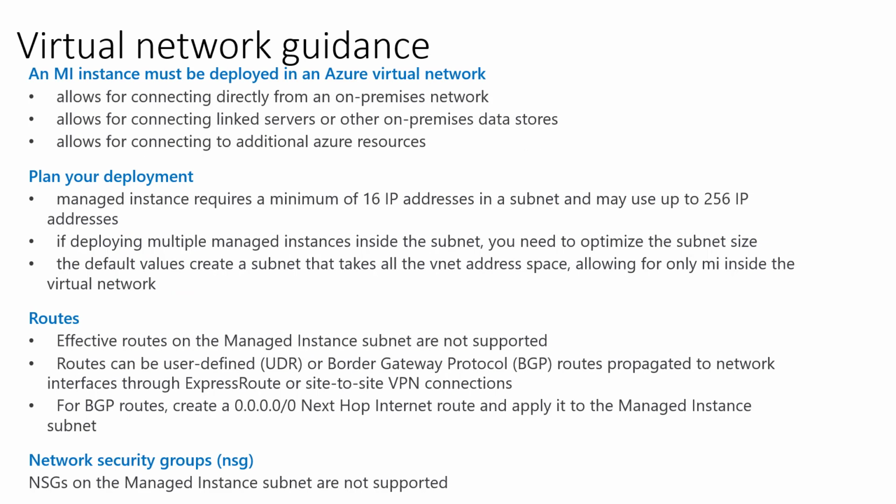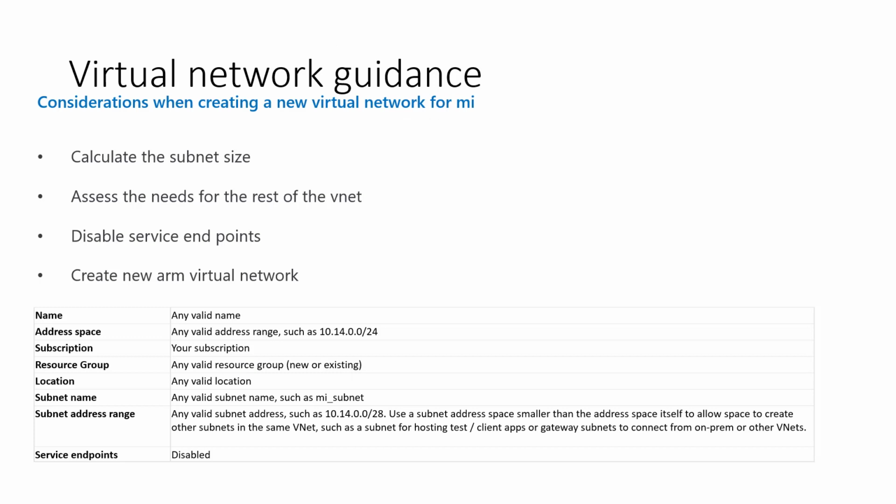So like I said, a managed instance must be deployed in an Azure virtual network. Plan your deployment. Like I said, it needs 16 IP addresses. You need to do some things as it relates to routing. Now, I don't expect you to do that, but you're going to have to hand it off to the infrastructure guys. NSGs on an MI subnet are not supported. So calculate the subnet size, assess the needs of the rest of the VNet, disable service endpoints, create a new ARM virtual network in case you need to redeploy for whatever reason.